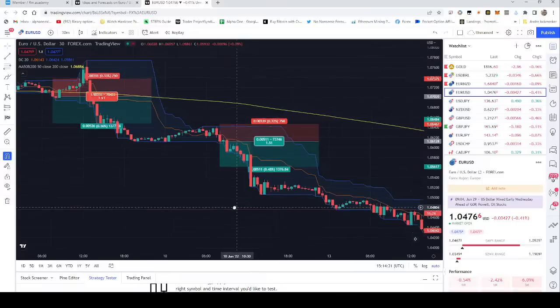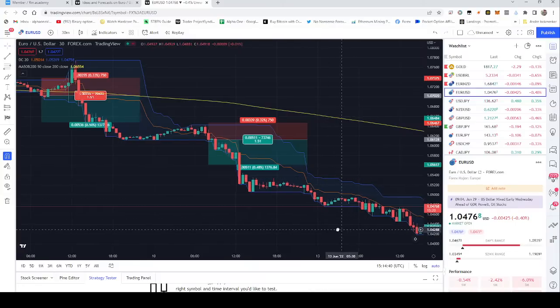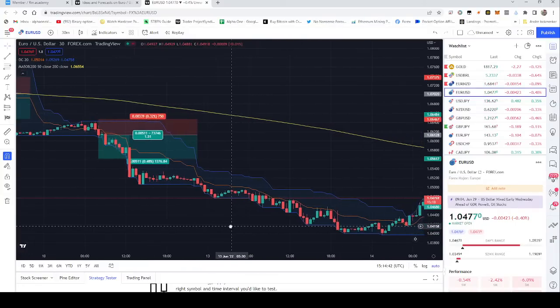So let's go. You can see nothing more, because for us to take a new trade now, we need to break this blue line up here, the top line, okay? So we just go, I see no trades.